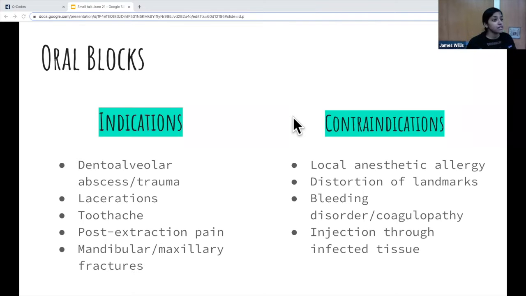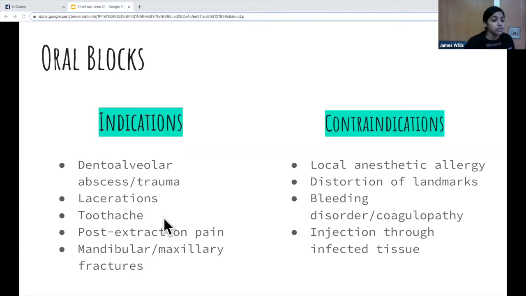Oral blocks can be divided into 3 different types: your local infiltration, a field block, and a nerve block. Local infiltrations anesthetize the terminal nerve ending of the dental plexus. So this is helpful if you're trying to target a specific tooth or a specific area in the mouth. Field blocks anesthetize the terminal nerve branches in the area that you're trying to treat. So if you do a field block, you can do procedures that are slightly distal to the area of injection. And then finally, the nerve blocks anesthetize the main nerve. And so this allows you to numb an entire region and do a procedure in that region.